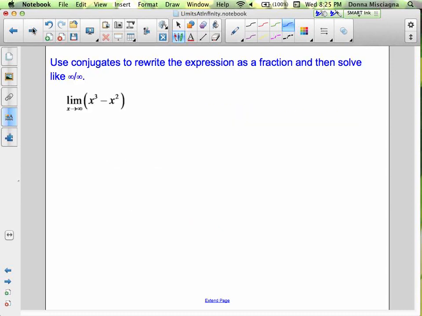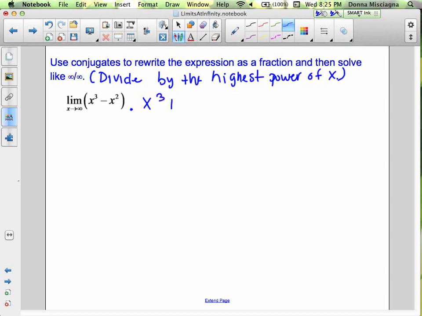All right, so we're going to use conjugates to rewrite the expression as a fraction and solve like infinity divided by infinity. And remember that technique, and I should add that in there. Oh, and by the way, you have this in your notes: divide by the highest power of x. That's the property. All right, so we're going to multiply by x cubed plus x squared, that would be the conjugate, over x cubed plus x squared.